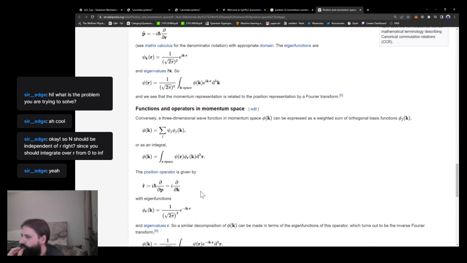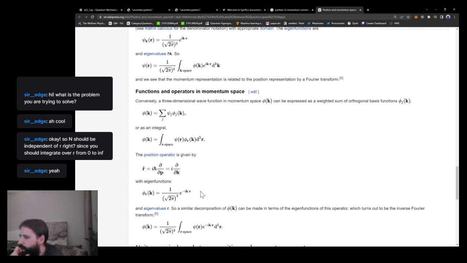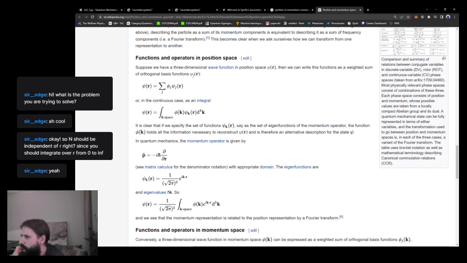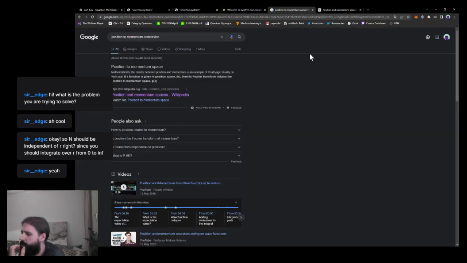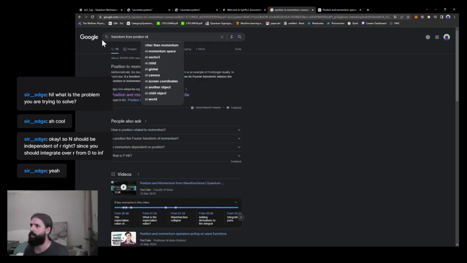Eigenfunctions. Position operator. So it's an integral. But that's too abstract to digest for me at the moment. Let's try to understand that. So there's a momentum operator. I don't know what this k space is in here. So, transform from position to momentum space.